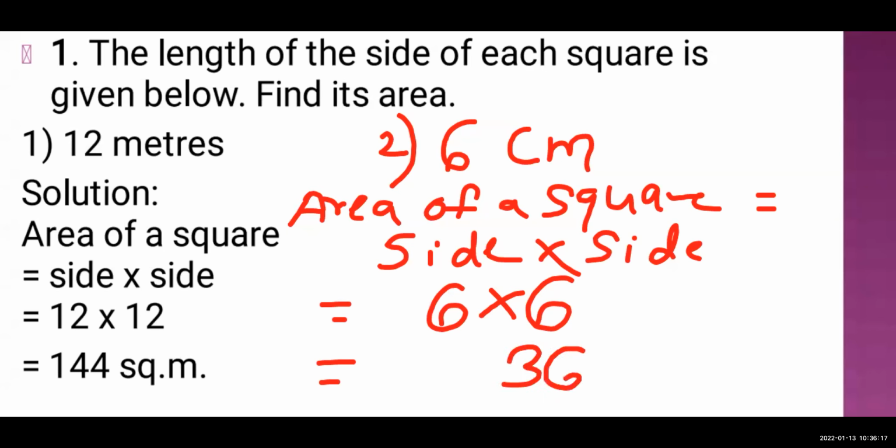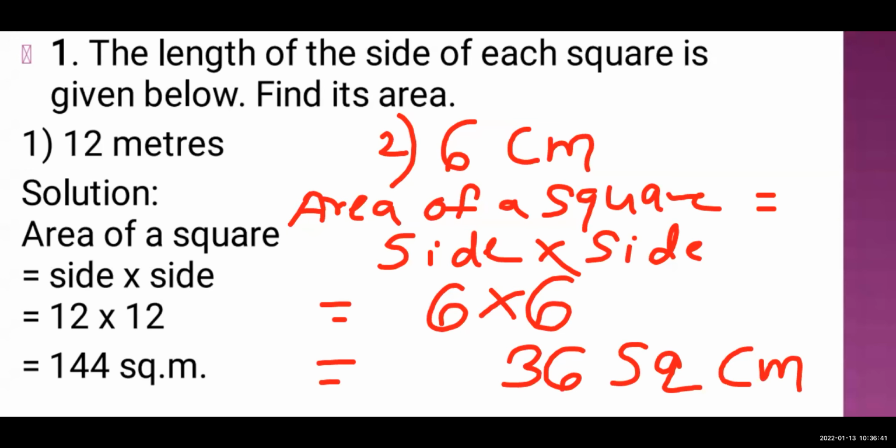Now 36, what will I write? Square centimeter or square meter? Square meter. By meter, here is centimeter. Na? The question has given centimeter. So I have to write 36 square centimeter. Clear everyone? Okay, mute yourself, beta.